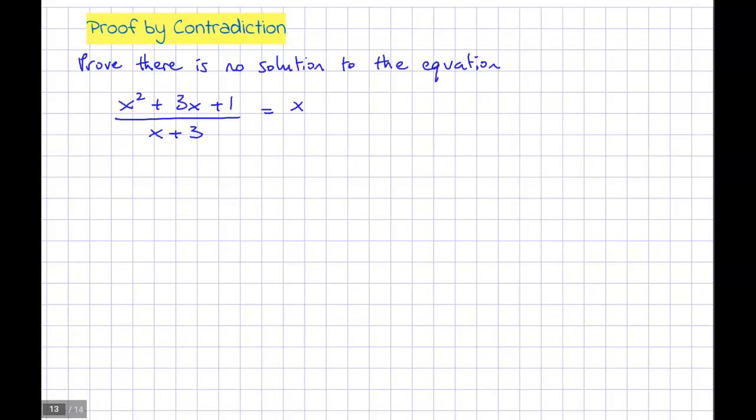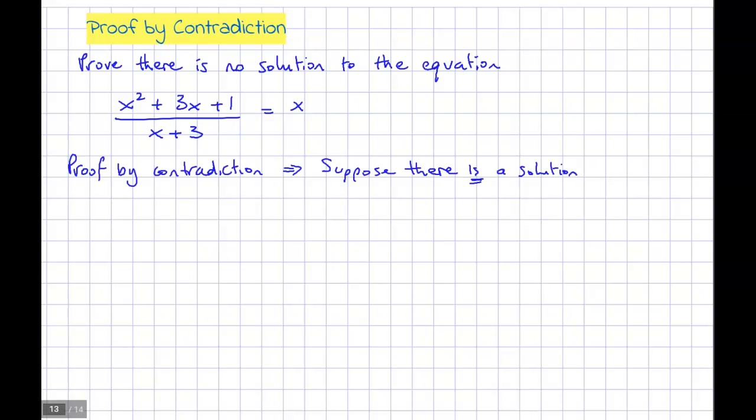So here's an equation that I'm being asked to prove that there is no solution for, i.e. there's no value of x that would fit this equation. No real solution. So I'm going to prove this, i.e. that there is no solution to this equation. I'm going to prove this by contradiction.